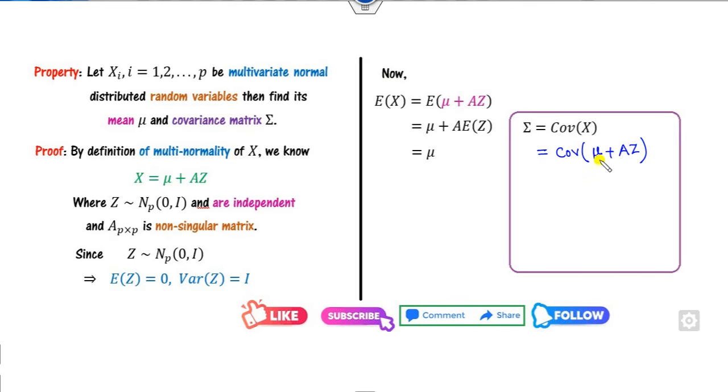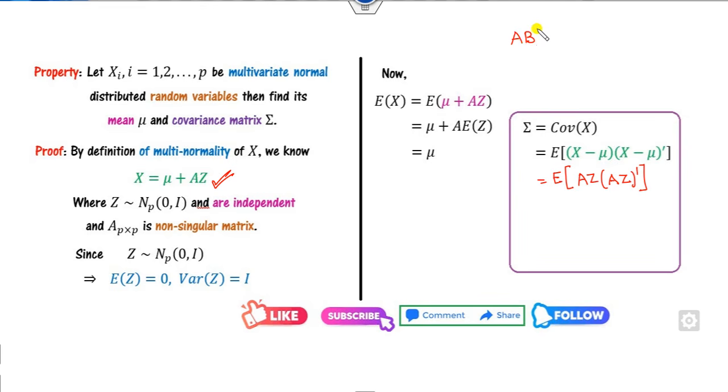Now how can you write the covariance? You always know that covariance of x comma x is the variance of x, and the variance of a constant value is 0. Variance of a times x, where a is a scalar, is a square times variance of x. So in this case, I can start from here. What is x minus mu? It is AZ. What is x minus mu transpose? It is AZ transpose.